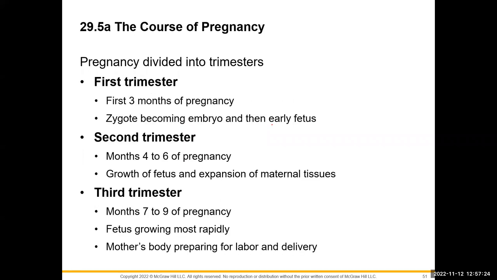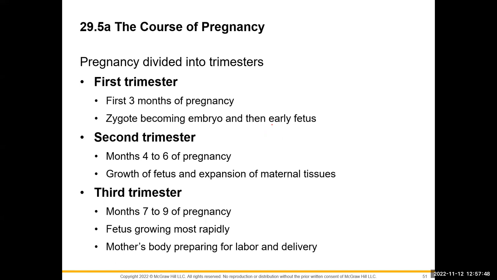For those of you that are familiar with pregnancy, and if you've ever had a child, you will see that we divide the pregnancy up into what we call trimesters. On average, a pregnancy will last close to 9 months, anywhere between 38 to 40 weeks. So easy enough, we divide it up into first, second, and third trimester.